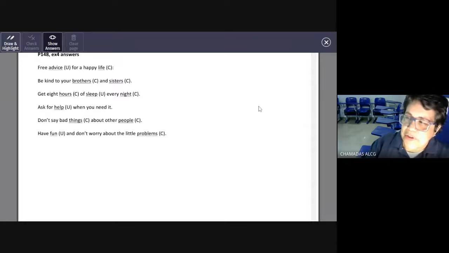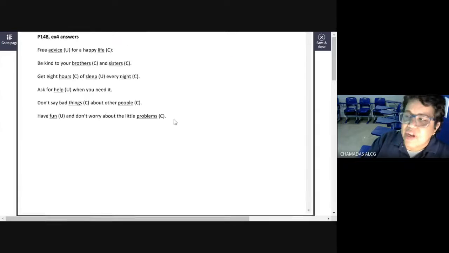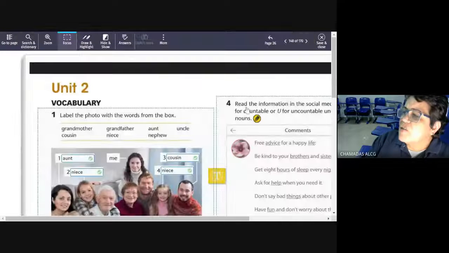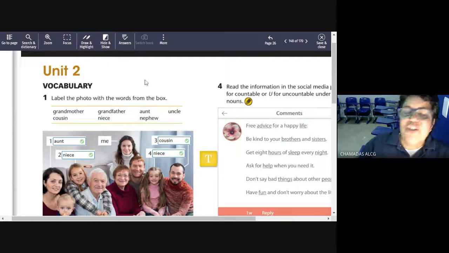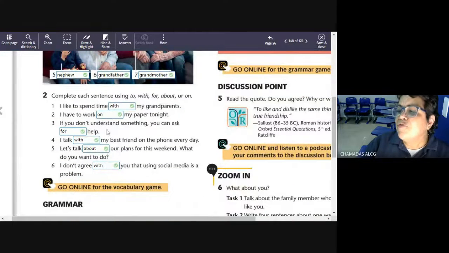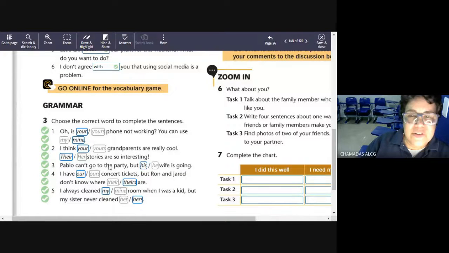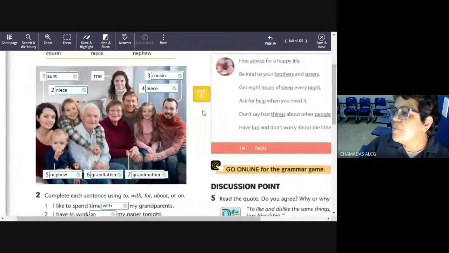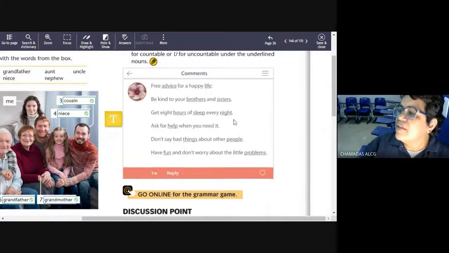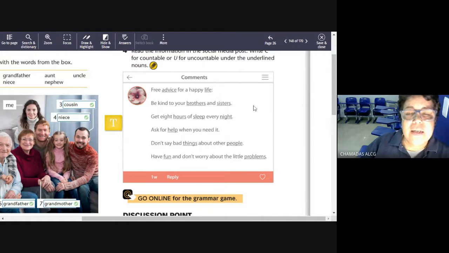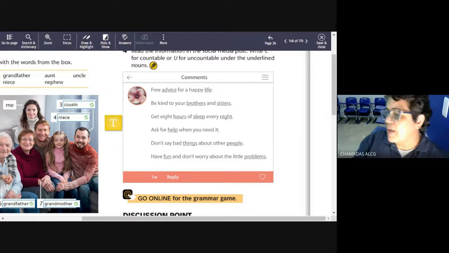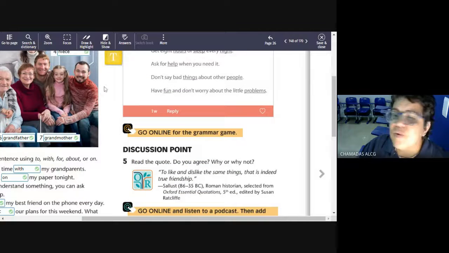Did you take a picture? Okay, but you know that. That's very, very easy, right? So in a nutshell, Unit 2 talks about family members, verbs with preposition in the grammar, possessives, adjectives and pronouns, and some nouns, and the difference between countable and uncountable nouns. Okay, guys, this is the end of the review.